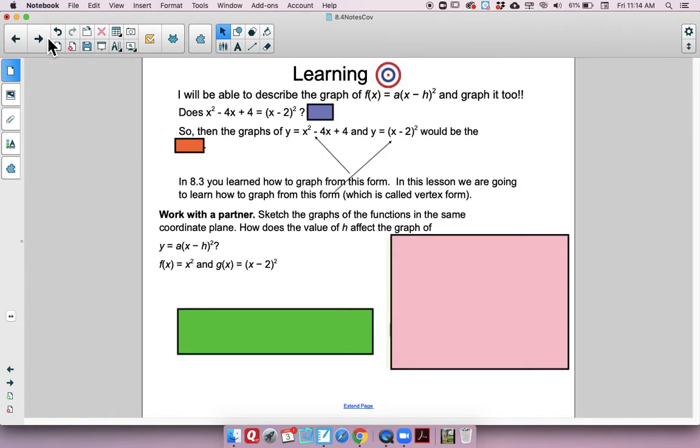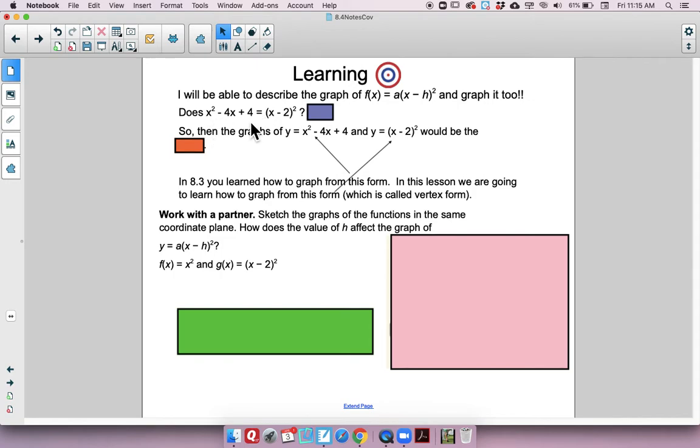All right, so our learning target here is that you will be able to describe the graph of f of x equals a times the quantity x minus h squared plus k, and graph it too. And again, that is what we call vertex form. Okay? Does x squared minus 4x plus 4 equal the quantity x minus 2 quantity squared? How would we figure that out? Well, we could factor the left side and see if it's this. If we factored x squared minus 4x plus 4, that would be a trinomial.